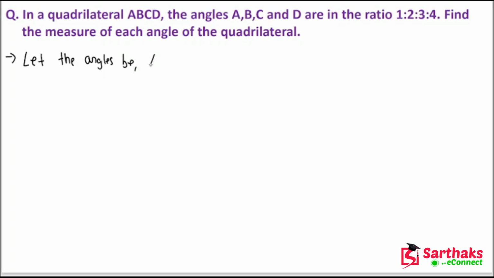So let the angles be: angle A be x, angle B be 2x. I'm assuming the common factor to be x. Angle C equals 3x. Similarly, angle D is equal to 4x. So if these are the angles, you can clearly see the ratio would be 1:2:3:4, and x will cancel out. But again, since they are the angles of a quadrilateral, they should follow the angle sum property.